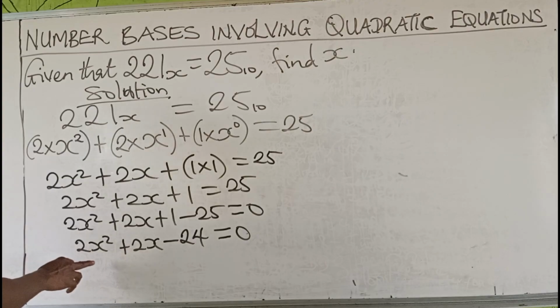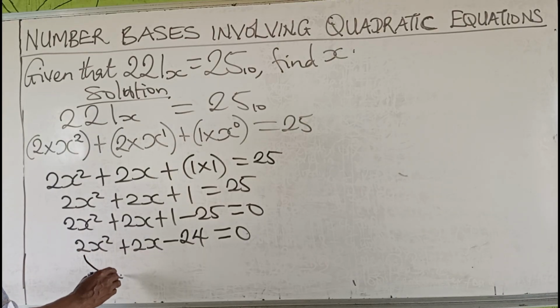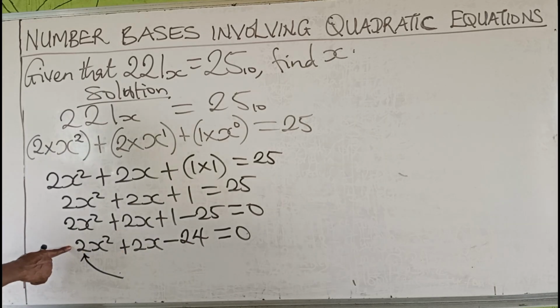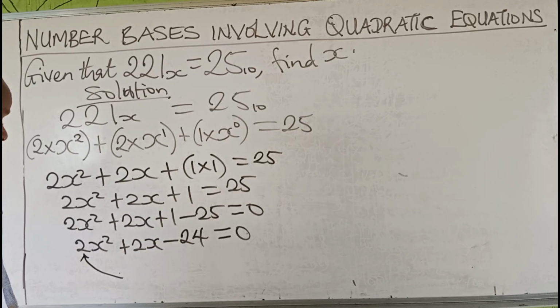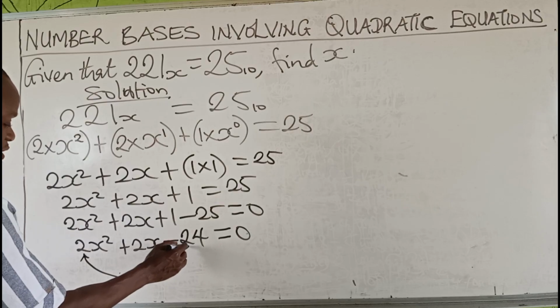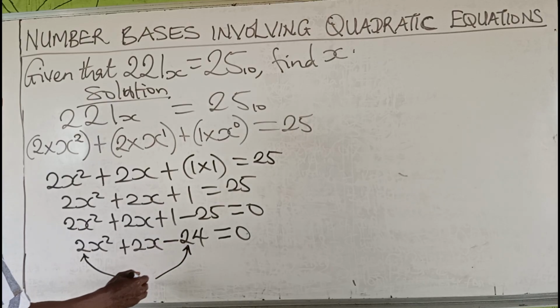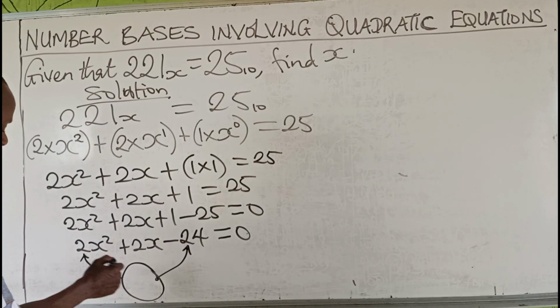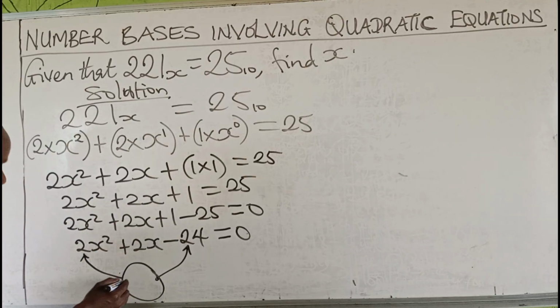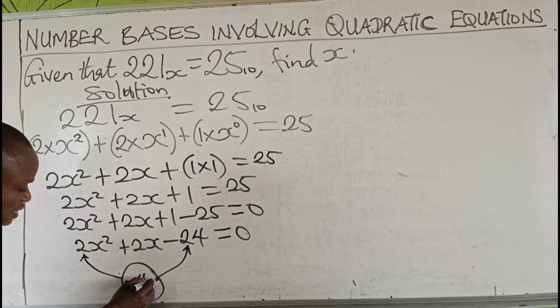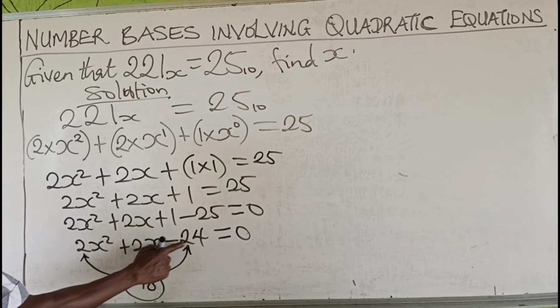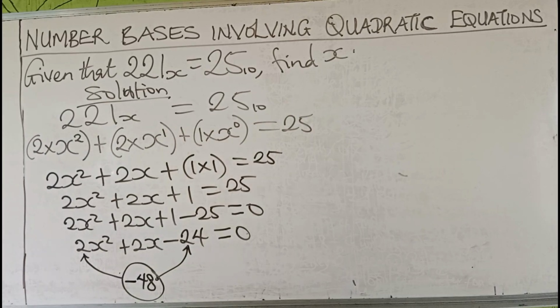Now the product of 2 here, which is the coefficient of x squared, and the constant, which is minus 24. The constant is minus 24. Now the product of 2 and minus 24 is minus 48. That means 2 times minus 24 will give us minus 48.